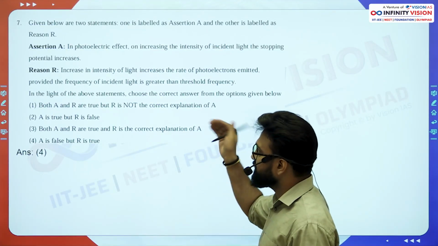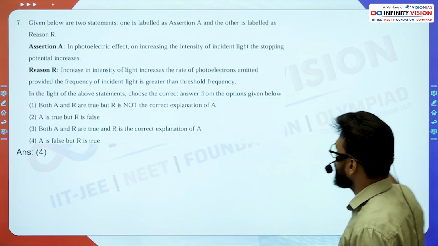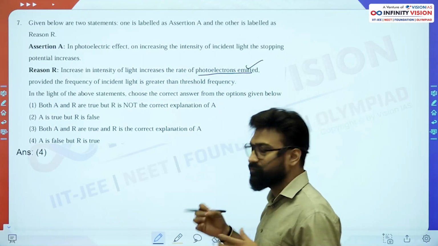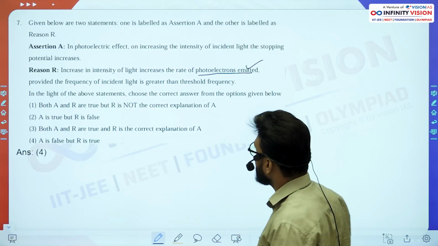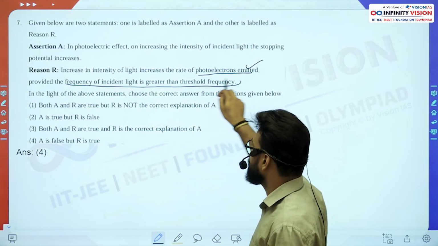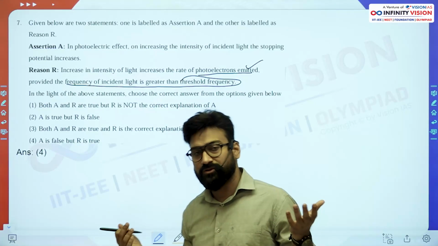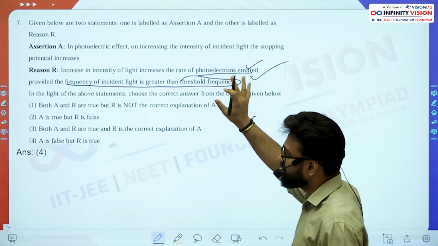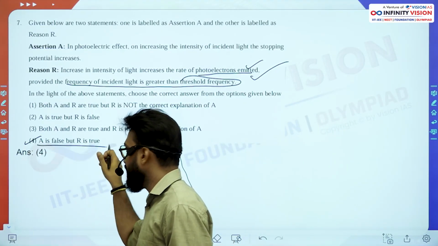Next, increasing the intensity of light increases the rate of photoelectron emitted. This is true. By increasing the intensity, more electrons will come out of the metal surface in the photoelectric effect. That means it is true, provided the frequency of incident ray is greater than the threshold frequency. If the incident ray frequency is greater than threshold, this phenomenon will happen. So this statement is correct. So the fourth option would be the correct option: A is false and R, the reason, is true.